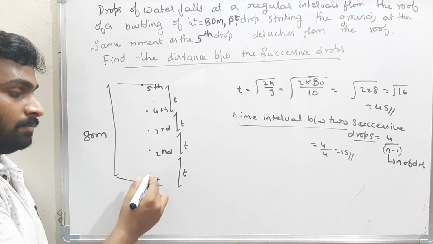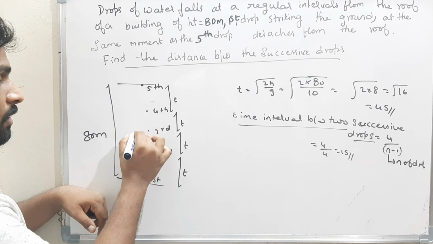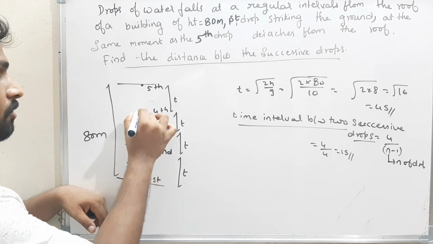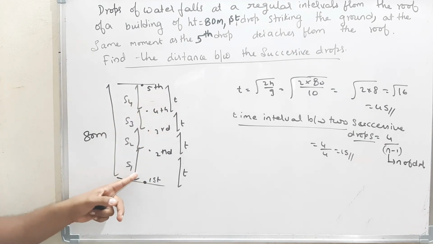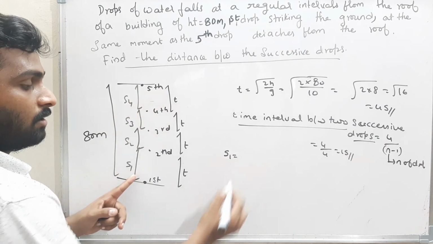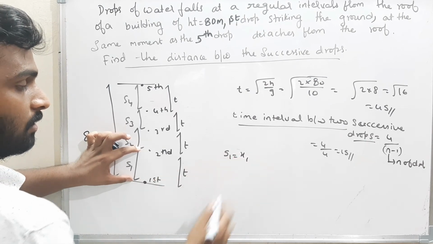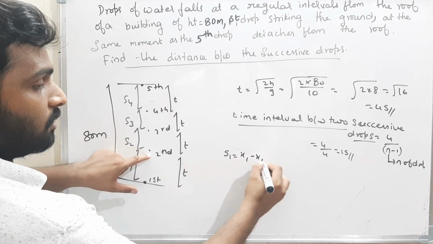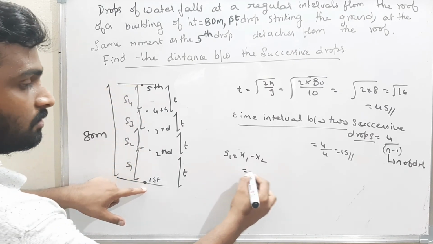That means they told us to find this distance, and this distance, and this distance. Now how can I find S1? S1 is nothing but the distance traveled by the first drop, that is x1, minus the distance traveled by the second drop, that is x2. The distance traveled by the first drop is 80 meters.